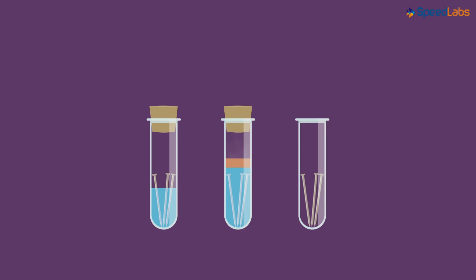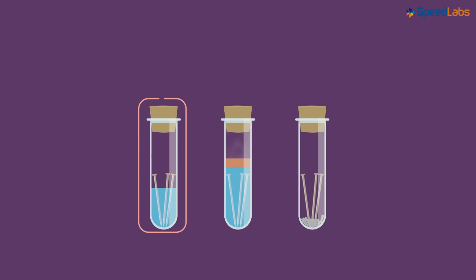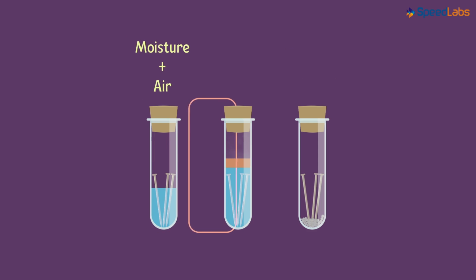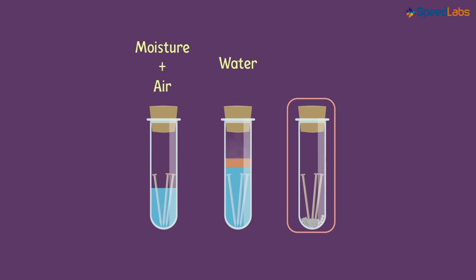And in the third test tube, we put some anhydrous calcium chloride and cork it. What does it do? It absorbs the moisture from the air. So in the first test tube, the iron is exposed to moisture as well as air. In the second, it's exposed only to water. And in the third one, it's exposed only to dry air.